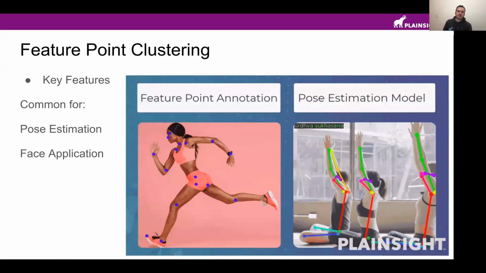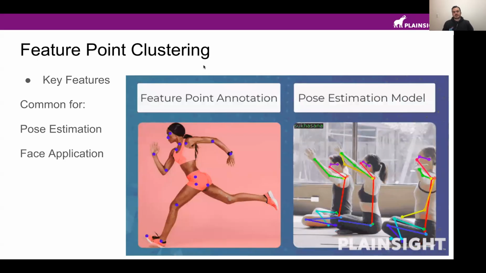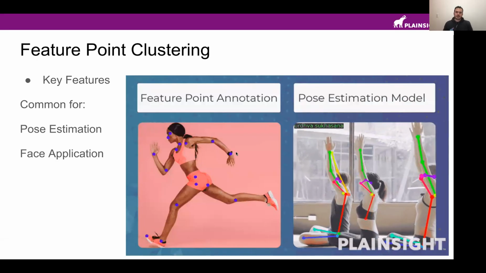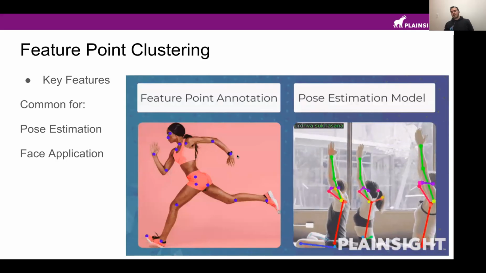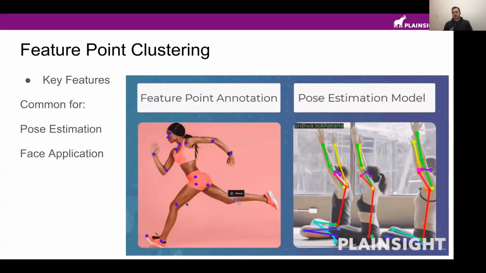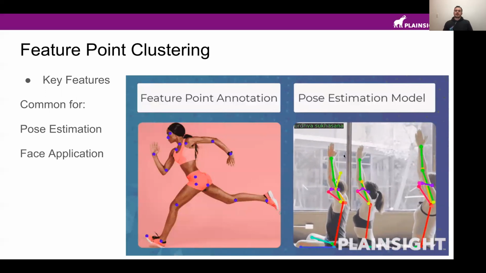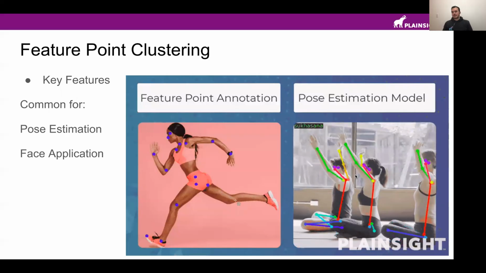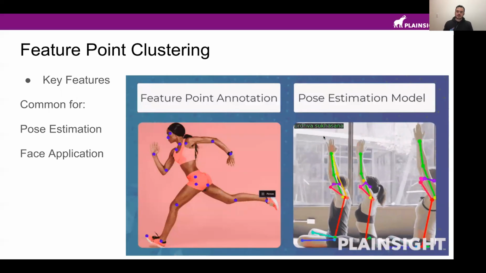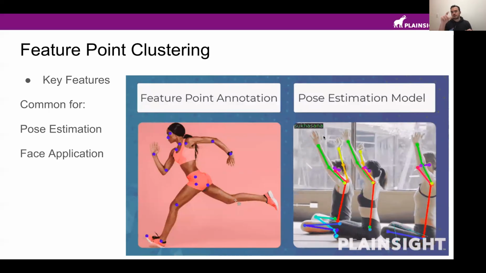We have feature point clustering or key point detection. So this is labeling specific points on objects. In this case, we're labeling those points on a human and doing pose estimation. Once we train a model to detect where the positions of these joints are in a video, we can then calculate things like, in this case, yoga poses. But another common one that you'll see people use is hands and doing sign language detection or controls.